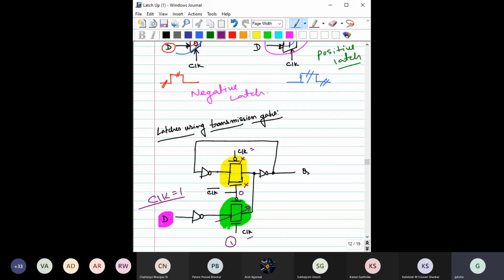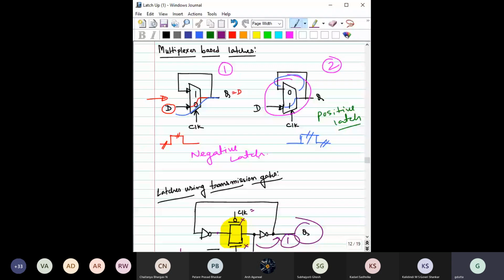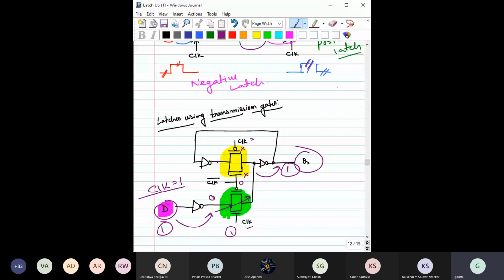So whatever is given to D will first get inverted and go here, and then it will go through one more inversion and go to Q. Suppose D is equal to 1, then here it is 0, and after that the 0 becomes 1 again. So D is equal to 1 and Q is equal to 1. That way our earlier statement is valid: when this clock is equal to 1, whatever you give at D should be transferred to Q. Fine. Let's see the next case, when this clock is equal to 0.